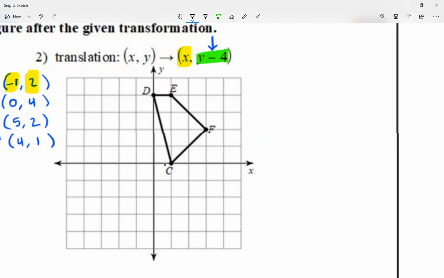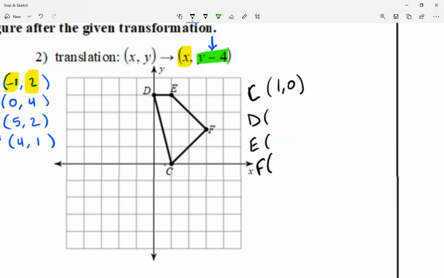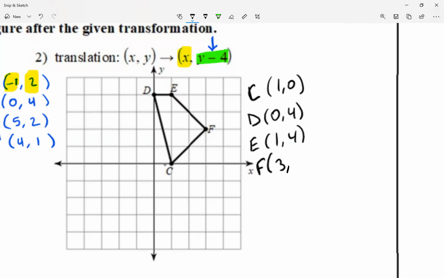I can see my points. Let's start with C, D, E, and F. I'm going to get the coordinates of each of these. Point C, I can see the coordinates are 1, 0. Point D, I see the coordinates are 0, 4. For point E, I have 1, 4, and coordinates F are going to be 3, 2.